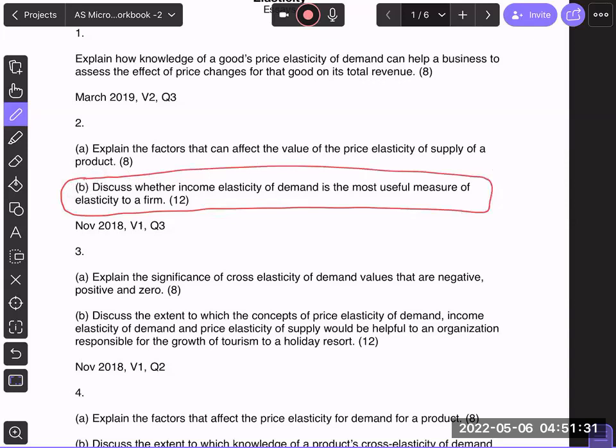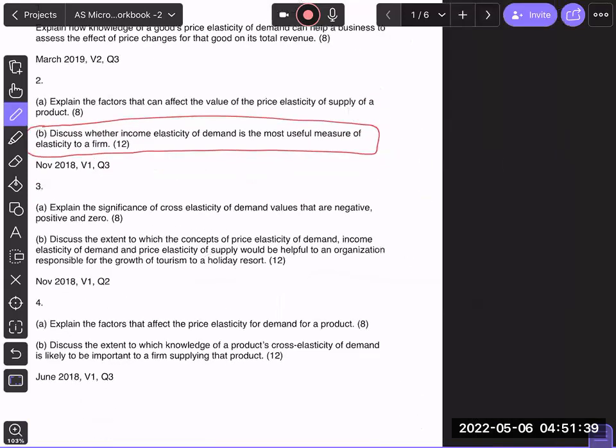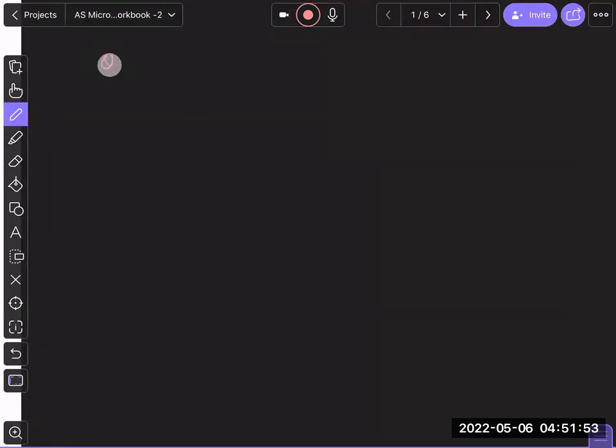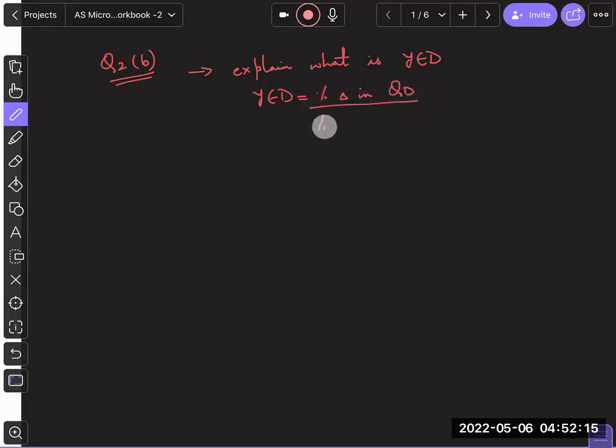Discuss whether income elasticity of demand is the most useful measure of elasticity to a firm. So it's a 12-mark question. Again, now what you have to do, you have to explain whether or not YED is the most useful measure of elasticity. Okay? So first, in this question, what you have to do, you have to explain what is YED, the formula. सही है. So पहले आपने क्या किया, आपने पहले explain कर दिया कि YED क्या है.